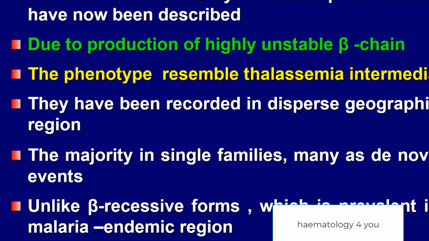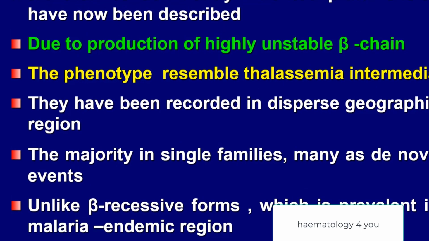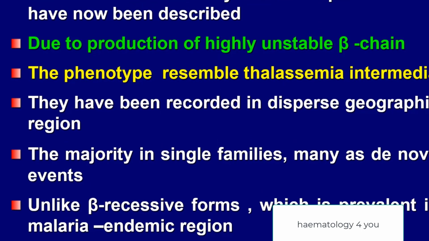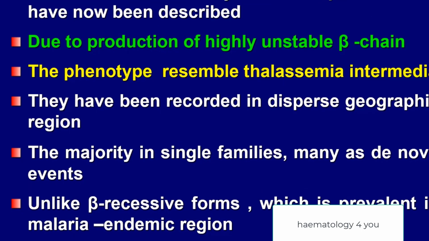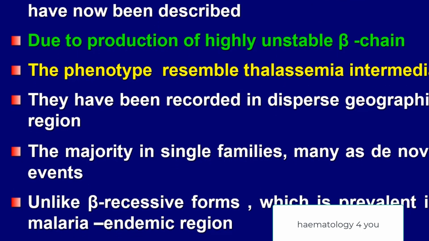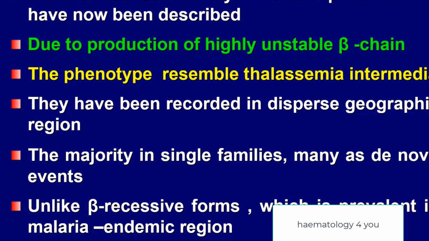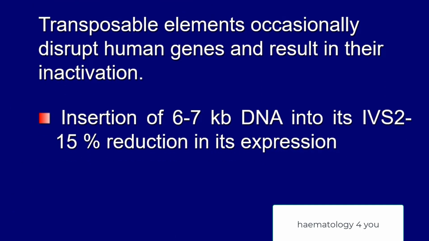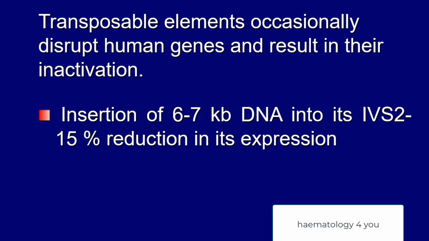More than 30 dominantly inherited beta thalassemia alleles have now been described, and others are also being discovered. The phenotype resembles thalassemia intermedia. They have been recorded in several dispersed geographic regions. The majority occur in single families, many as de novo events, unlike the beta recessive forms, which are prevalent in malaria endemic regions. Unusual cause of beta globin deficiency: transposable elements occasionally disrupt human genes, resulting in their inactivation.